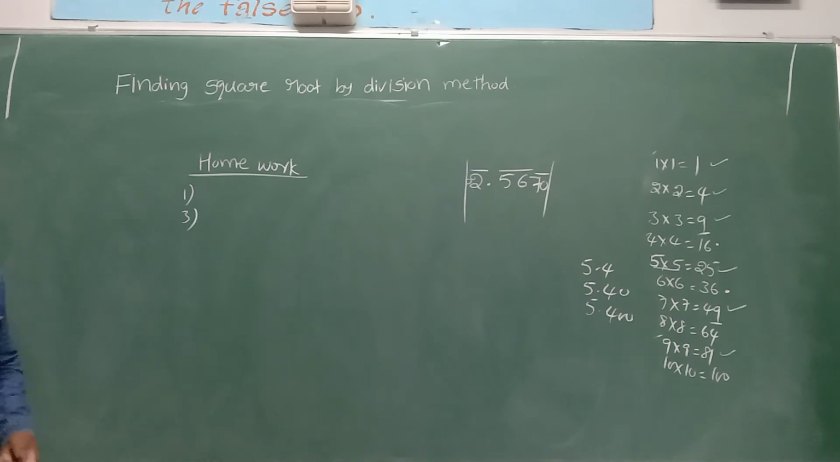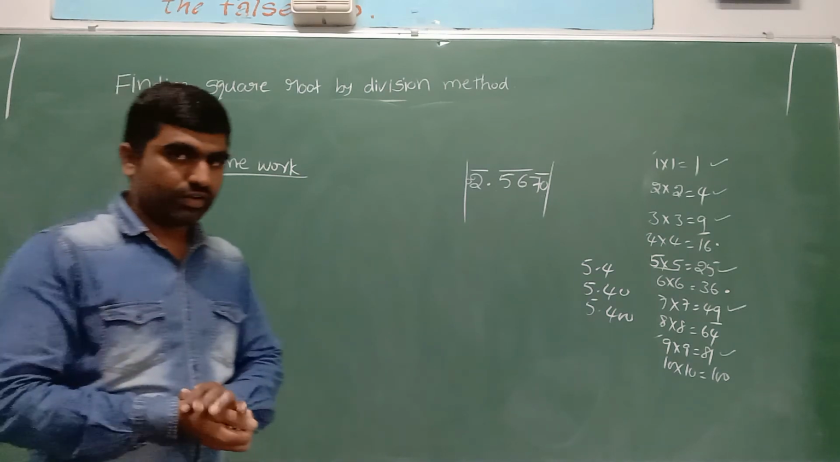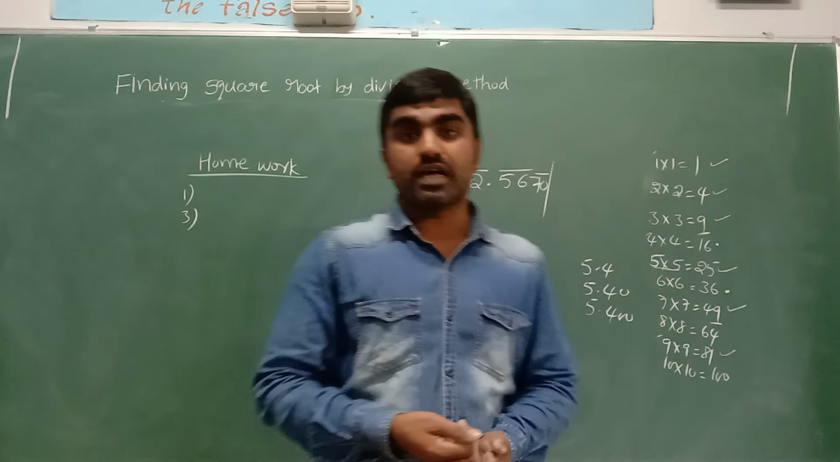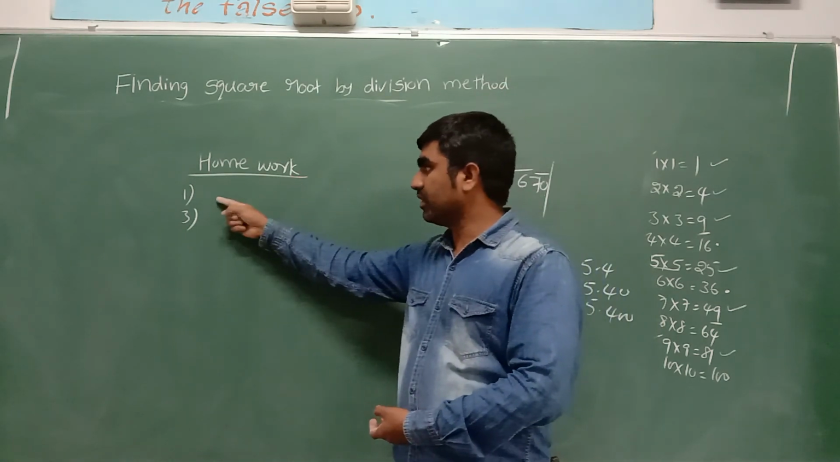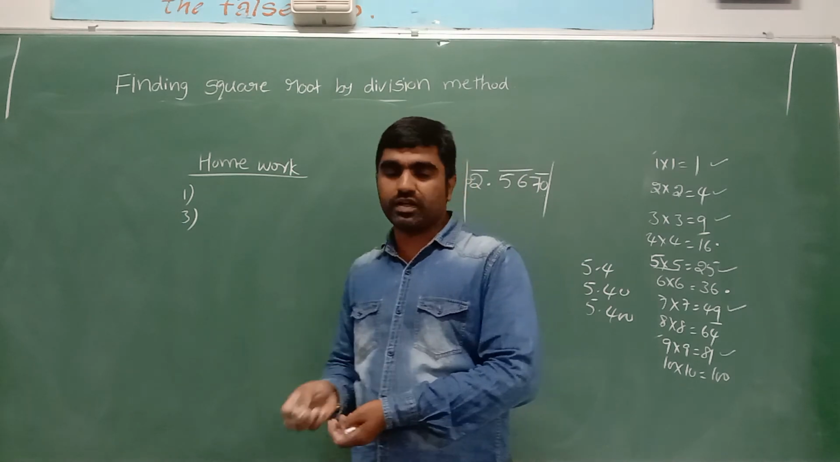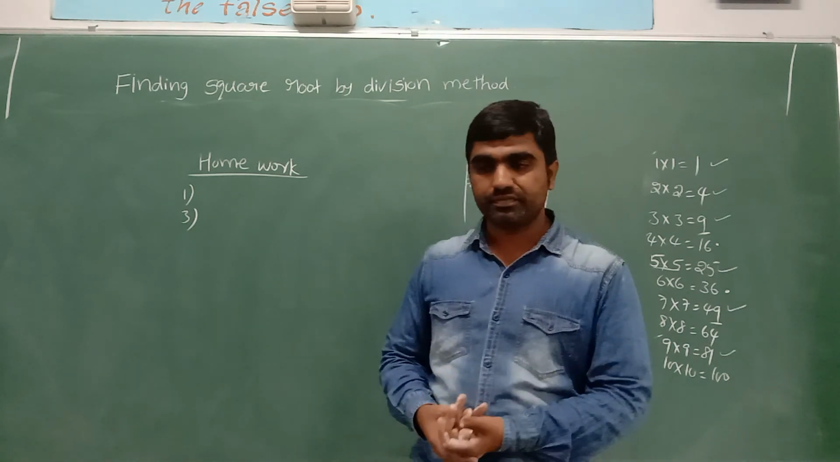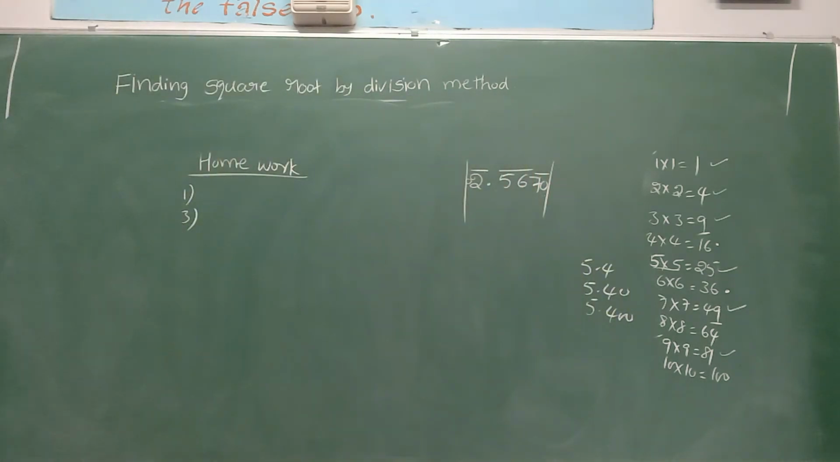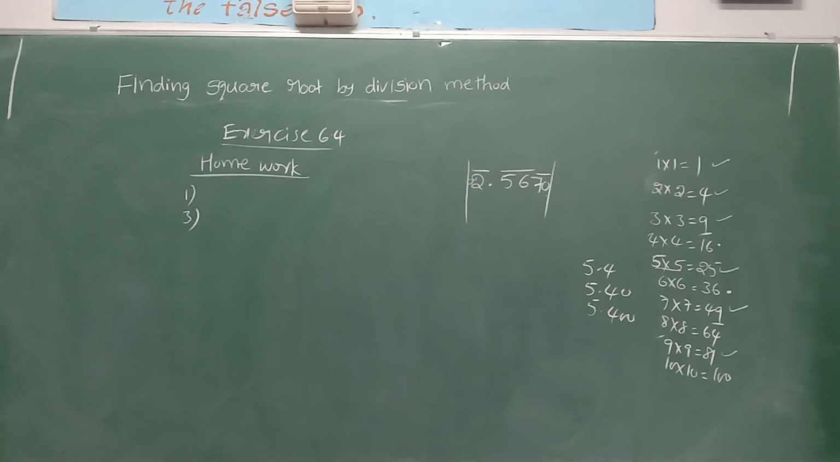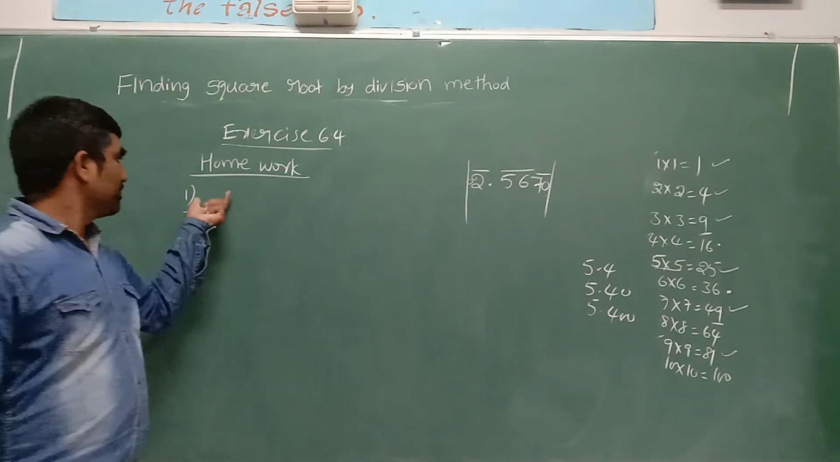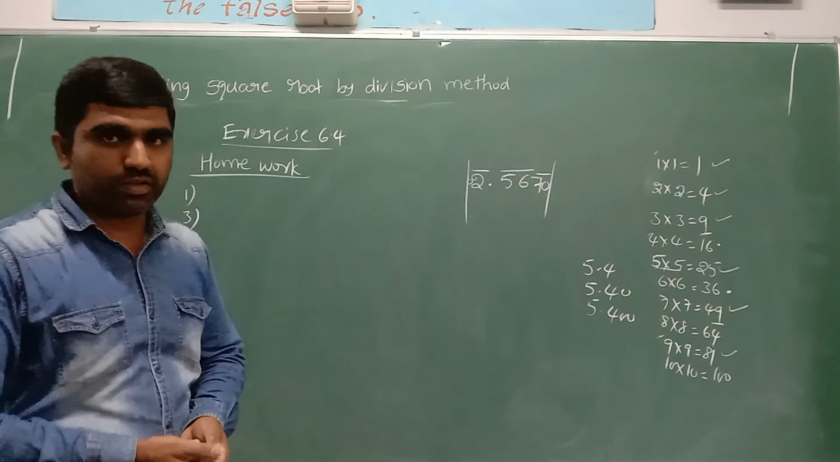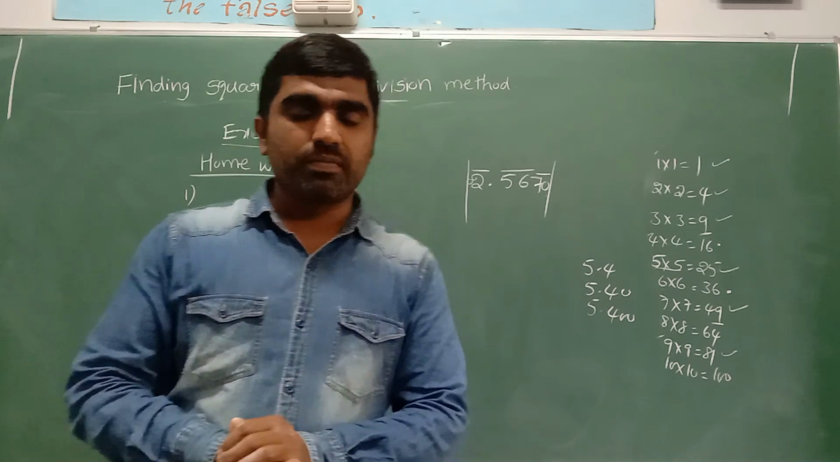So hope you understood how to find the square root of decimal numbers as well as whole numbers. Based on that, you can try homework: the first bit and third bit of Exercise 6.4, based on the square root by the division method.